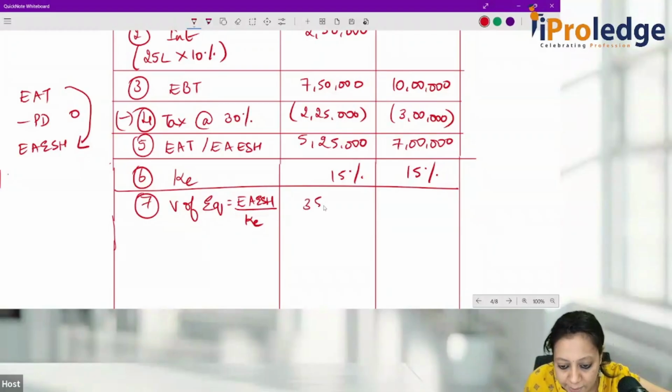35 lakhs. Okay. 7 lakhs divided by 10 percentage. 46 lakhs 67,000, 66,667.